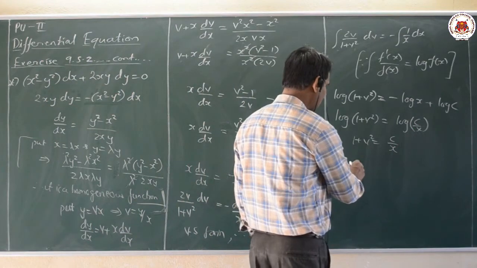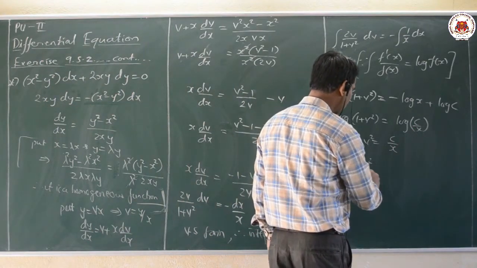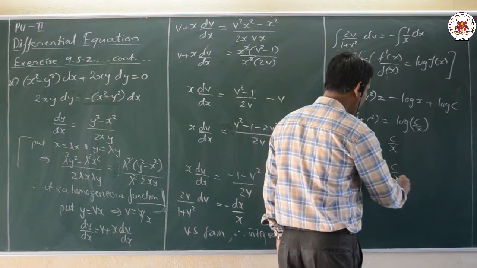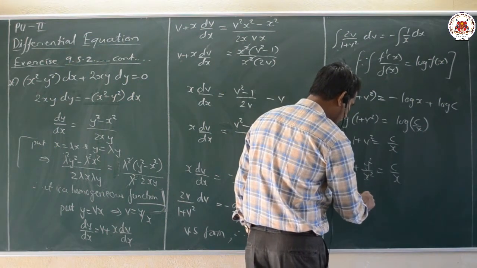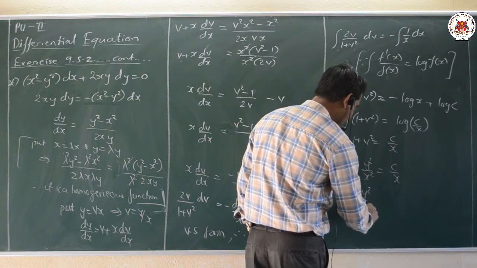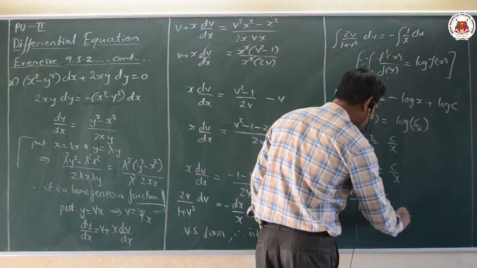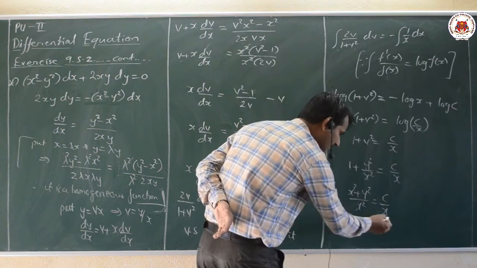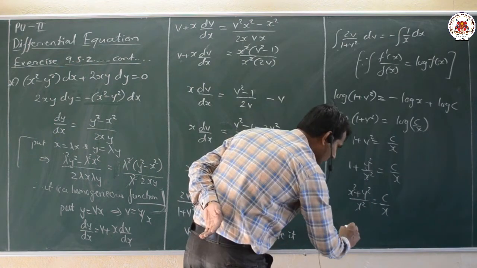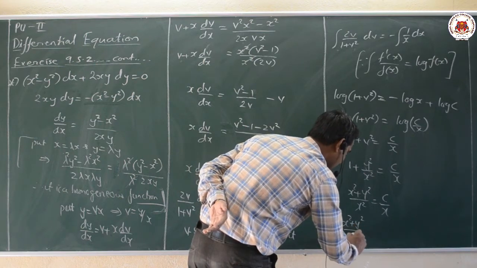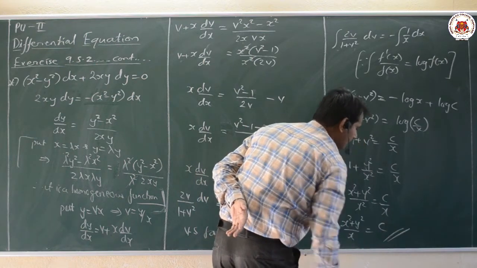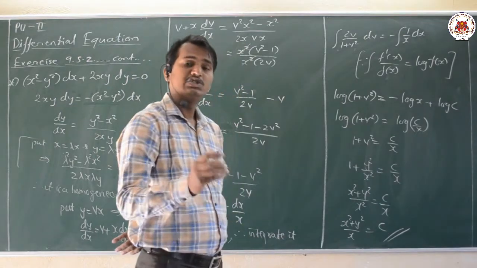So what we get is 1 plus y square by x square is equal to c by x. I will cross multiply it, that is nothing but x square plus y square divided by x square is equal to c by x. Or else if I cross multiply, what we get is x square plus y square divided by x equal to c. That is nothing but your required general solution.